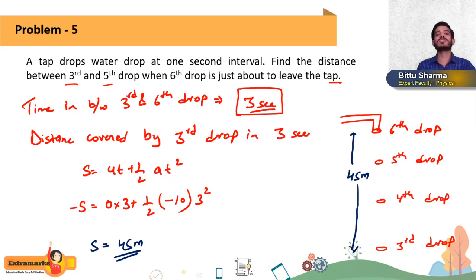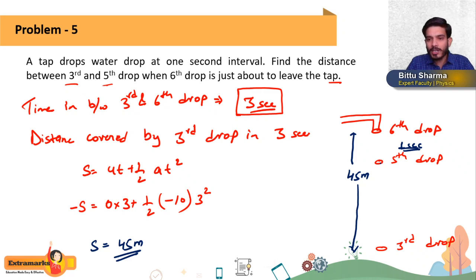We have to calculate the distance between the third and the fifth drop. So we will delete the fourth drop from here. Now students, how much time is taken by the fifth drop to reach this position? This total time is 1 second. Getting or not? Because in every interval of a second, one drop is leaving the tap. So it will be 1 second. When the fifth drop left, the sixth drop is just about to leave. So total time is 1 second. So we will calculate the distance covered by the fifth drop.